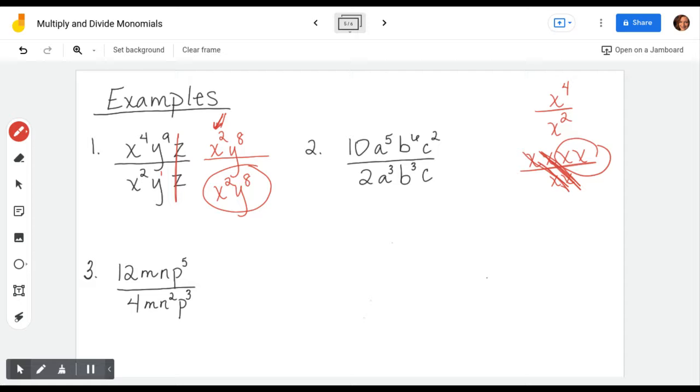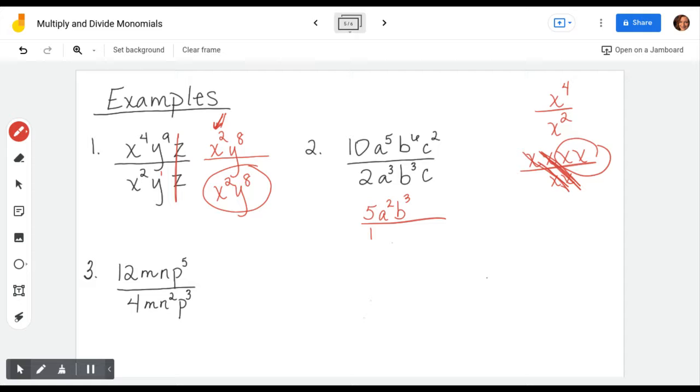Okay, let's look at number 2. Now, these have coefficients, but it's also just like a fraction, 10 over 2 or 10 divided by 2. So that's really a 5 on top and a 1 on the bottom. And if we end up, hint, hint, not needing the bottom, then we'll just rewrite our answer. A to the 5th on top, A to the 3rd on bottom. I have 2 more A's on top. So I'm going to put A to the 2nd there beside that 5. On my B's, I have 6 on top and 3 on bottom. So I have 3 extras on top. So B to the 3rd on top.